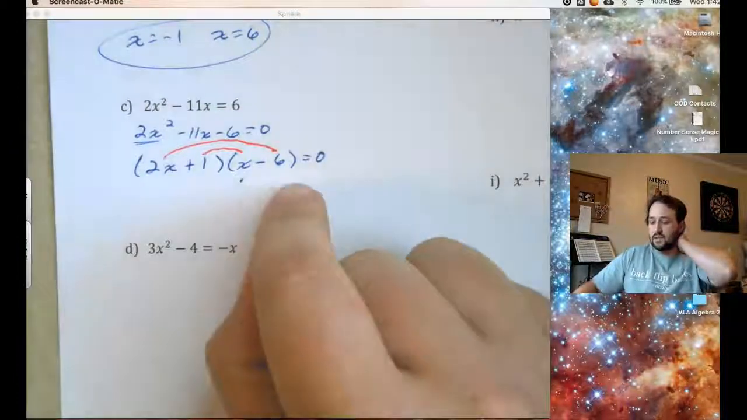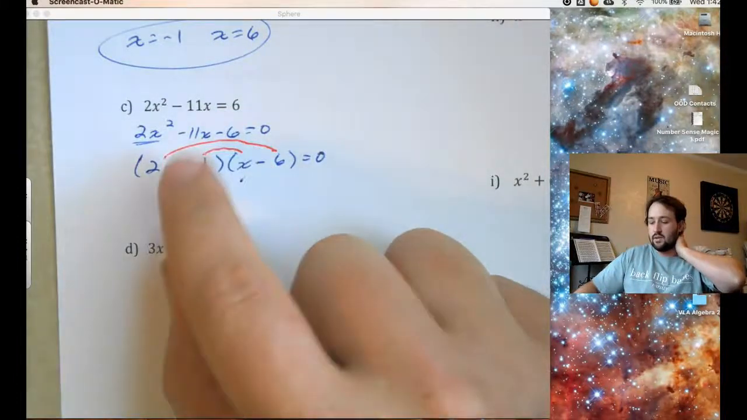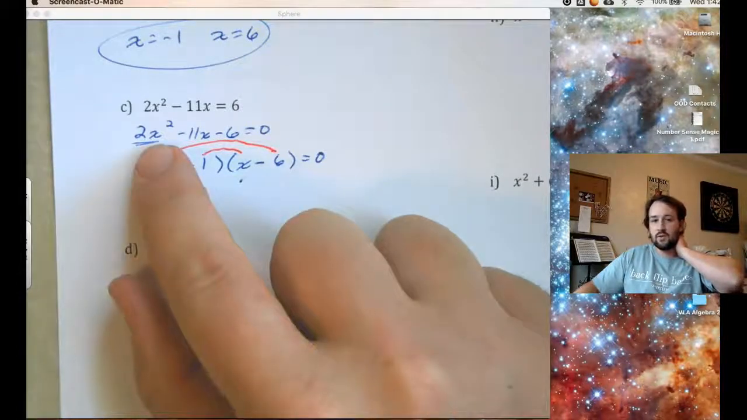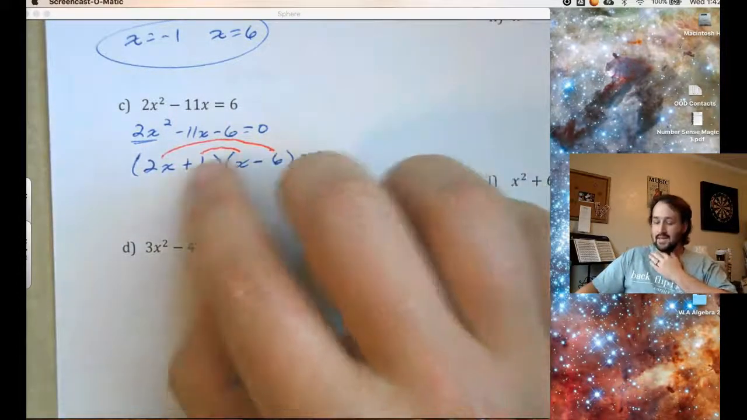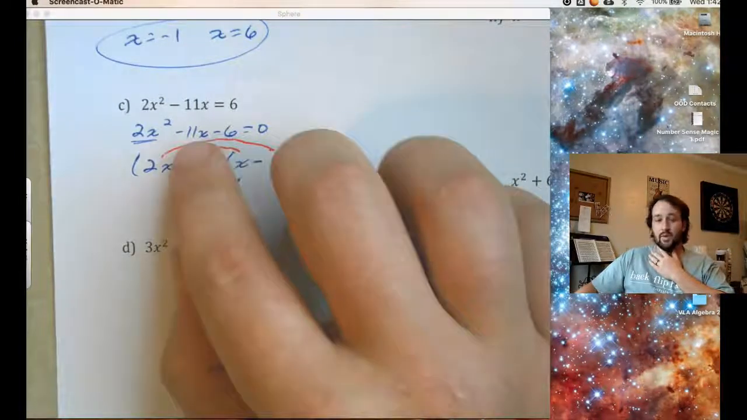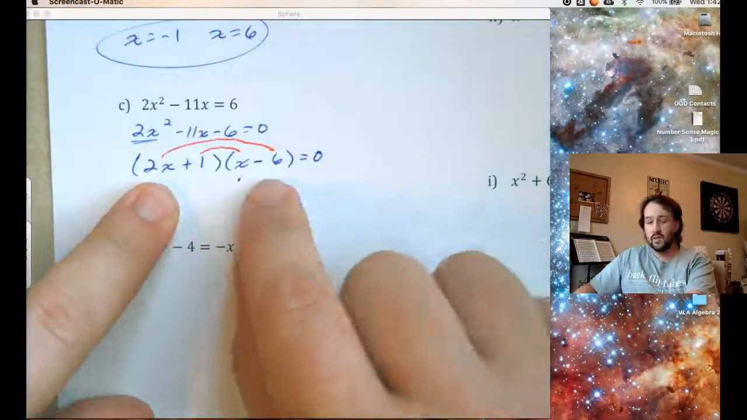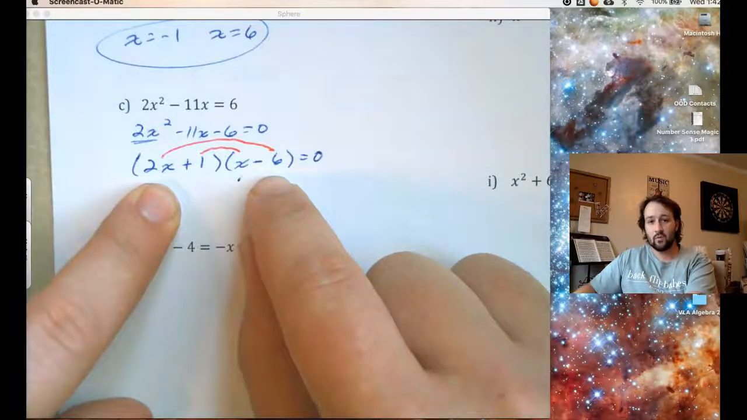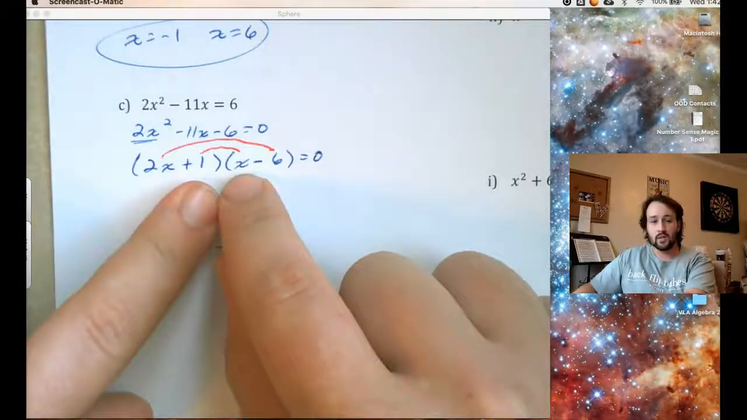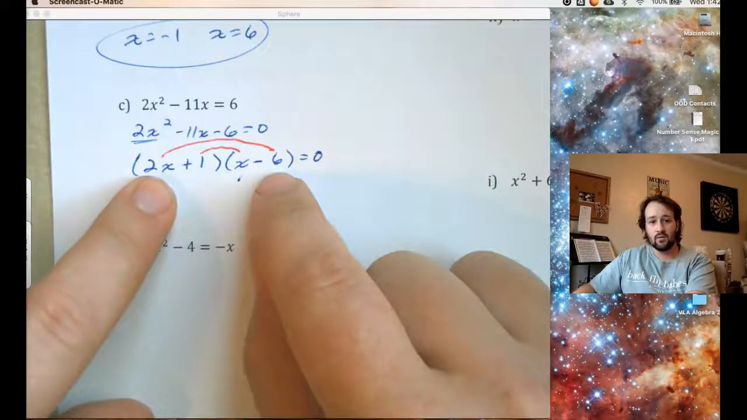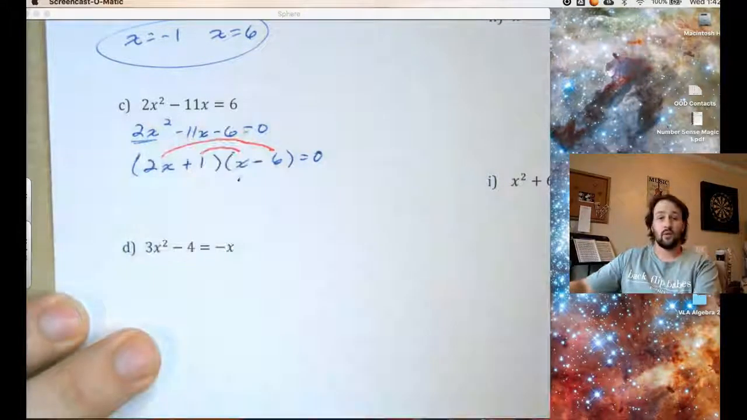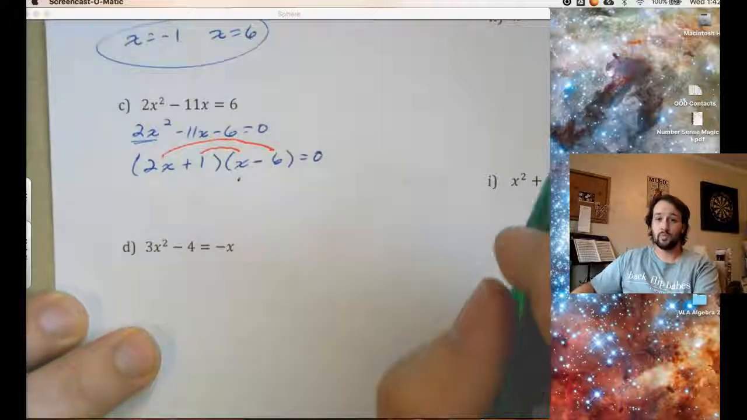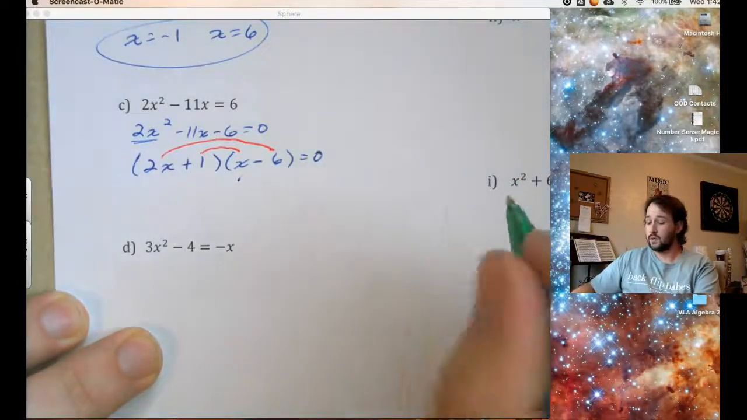I know that 1 times -6 will give me -6. I know that 2x times x will give me 2x squared. So it's really just the question of 2x times the outside term and the inside terms together. Make sure they add to be the middle term. Well, if I do 2x times negative 6, that's negative 12, plus 1 times x, so negative 12 plus 1 will give me negative 11. So I know I factored that right. If you're ever not sure, just multiply it out. Multiply it out and you will check to make sure that you are correct.